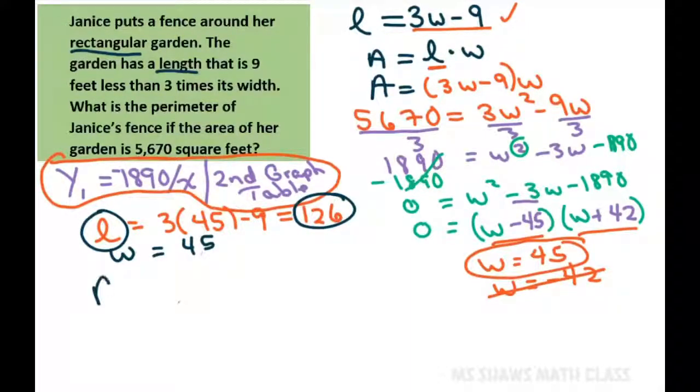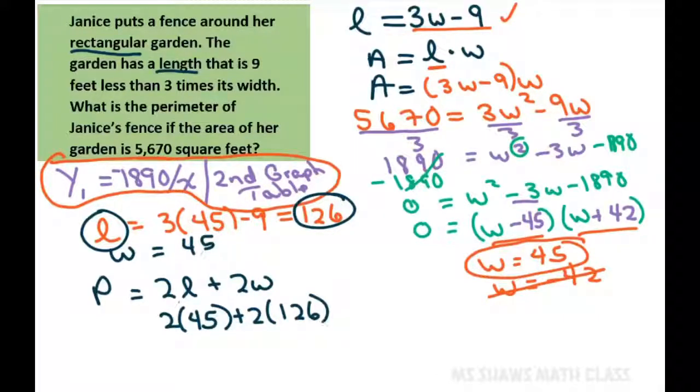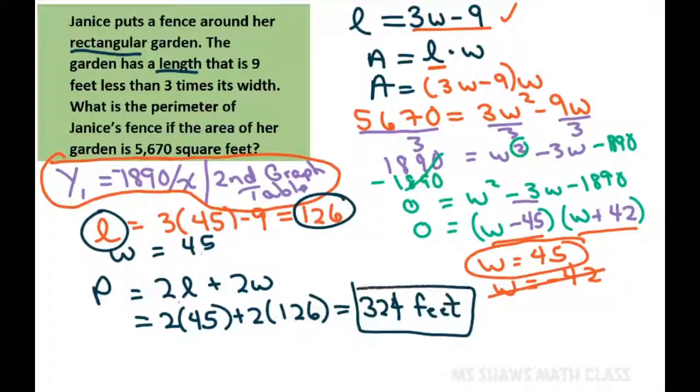Your perimeter, therefore, is 2L plus 2W. So 2 times 45 plus 2 times 216. And when you combine those two, our perimeter is going to equal 522. And that's in feet, not square feet, because we're not doing the area. So that's just where you add up the sides. So that's it.